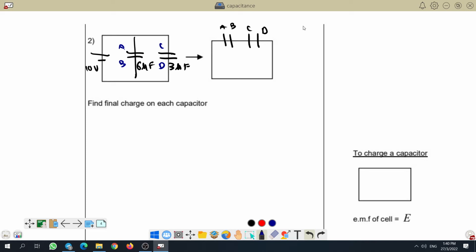Boleh juga begitu, but in this case jangan lah. Lagipun kita bukan mau total charge pun. Kita mau charge on each capacitor. So just C1 C2 lah, Q1 Q2 lah. Much faster, and that's exactly what we want. 6 micro times 10, so 60 microcoulomb and 30 microcoulomb.